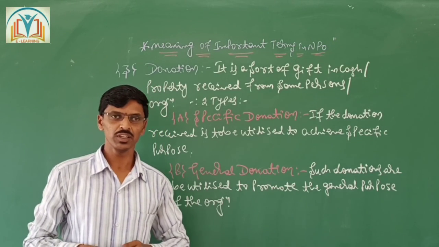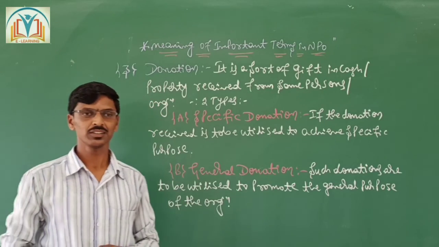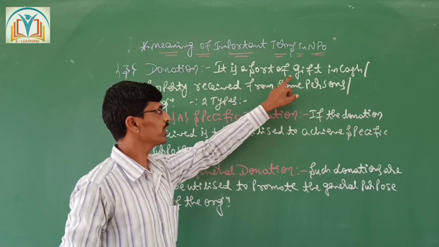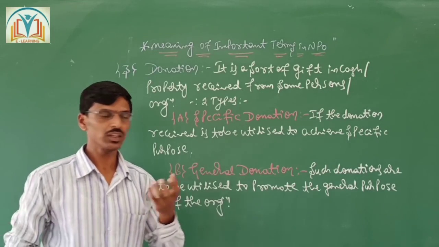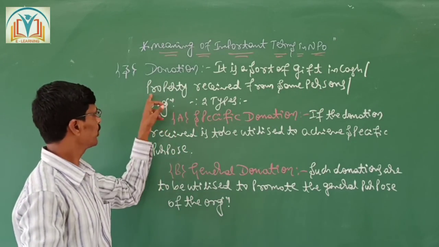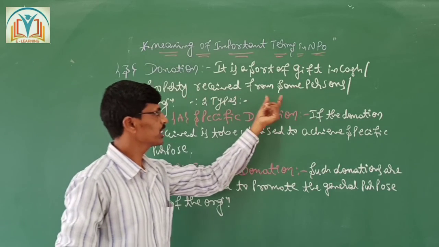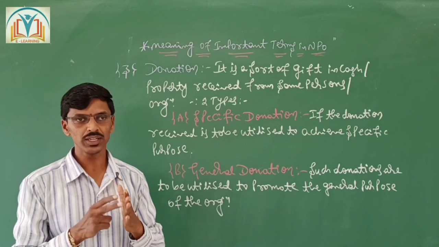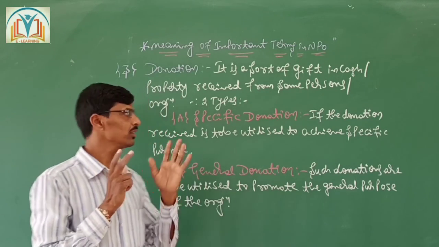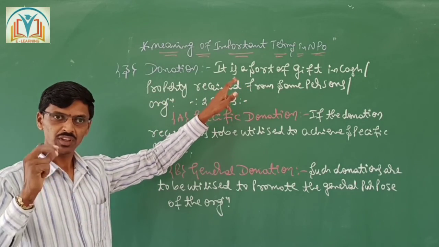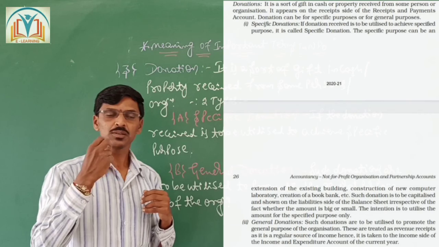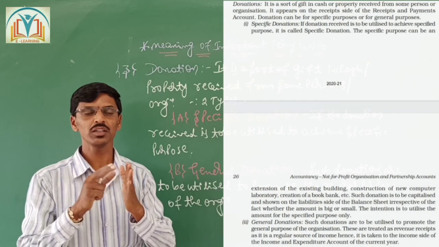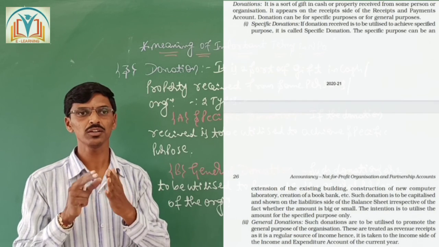Then the third word is donation. Donation is a sort of gift that may be given in the form of cash or property, received from some persons or organizations. That is called a donation. It is very clear: a donation is a gift received by some persons or organizations, either in cash or in the form of property.